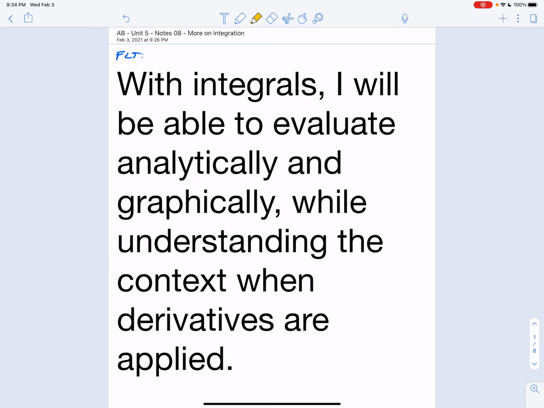Go ahead and write down the FLT, and whenever you're done, press play. So we're going to revisit the idea of evaluating two different ways, analytically, which is just algebraically, and graphically by looking at a picture. Okay? And then what does it really mean when you incorporate derivatives with integrals, right? So we did a little bit of that before with the fundamental theorem of calculus. I think it was part 2, when you take the derivative of an integral. So you'll see a little bit of that as well. But here we go.